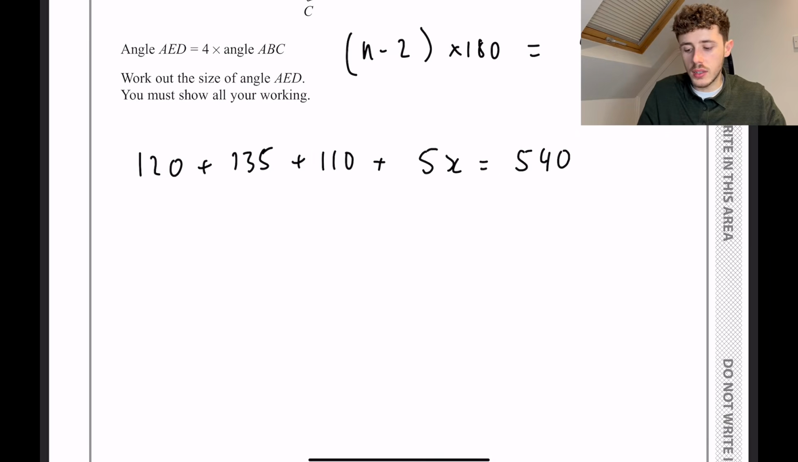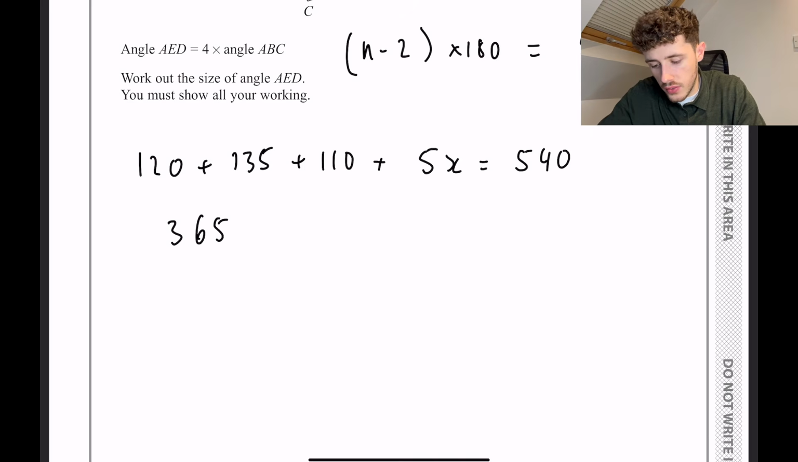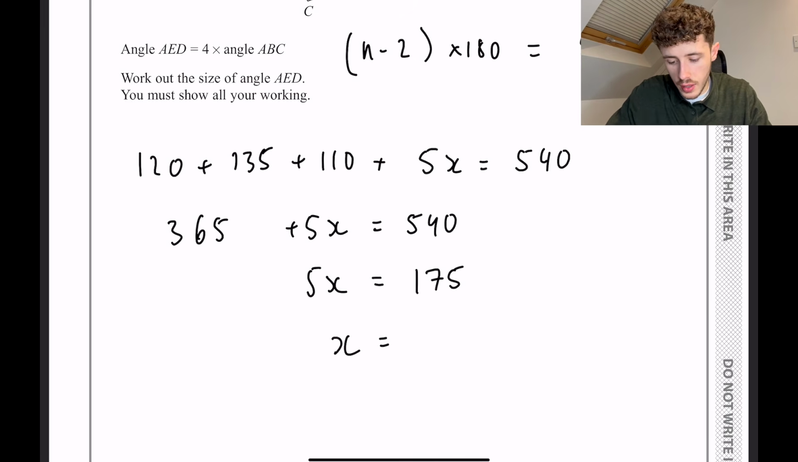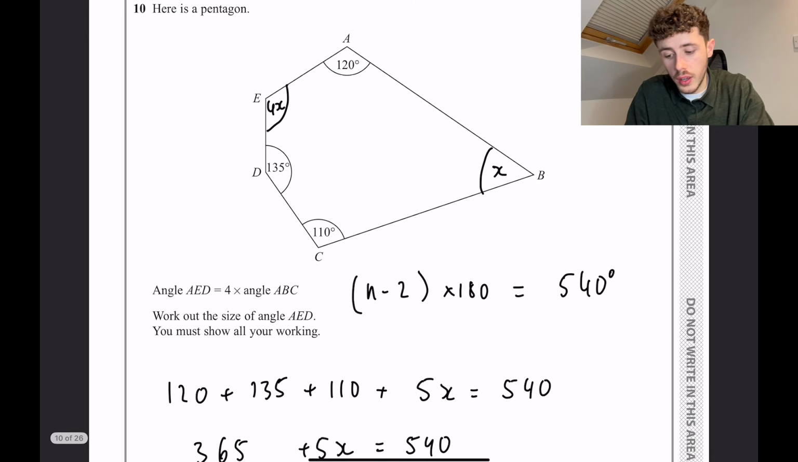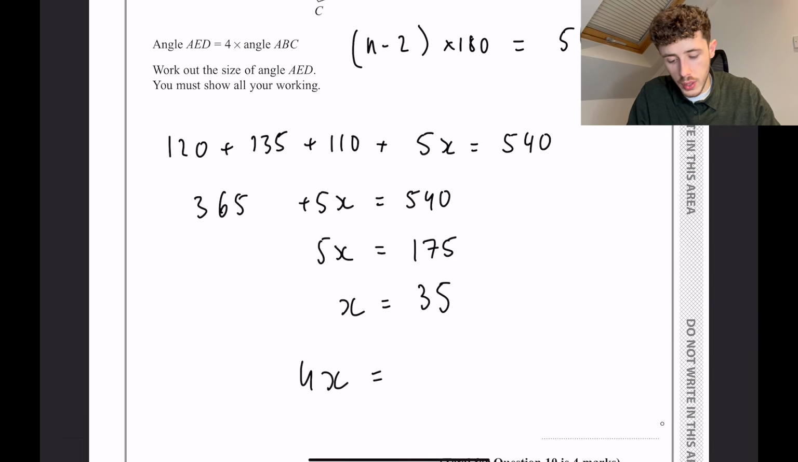So if we collect up the numbers on the left-hand side, we're going to have 365 plus 5x is equal to 540. We can then take the 365 off of the 540, which gives us 175. So therefore x is going to leave us with 35 degrees. And finally, remember the angle that we're after is 4 lots of x. So 4x must be 140 degrees.